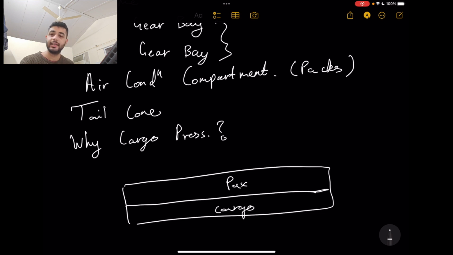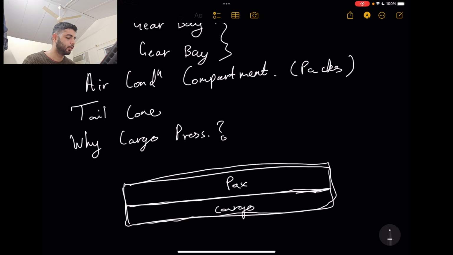Now the idea is, I have to make the entire structure strong anyway, the fuselage has to be strong, because it needs to carry the cargo and the passengers safely. So the fuselage itself is designed to handle the pressurization. There's just a floorboard between the passengers and the cargo.